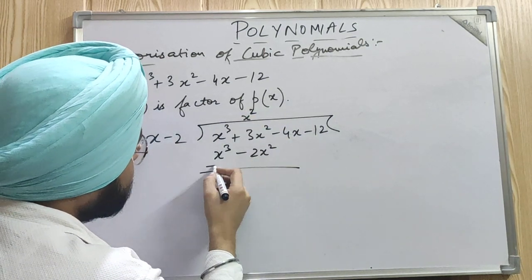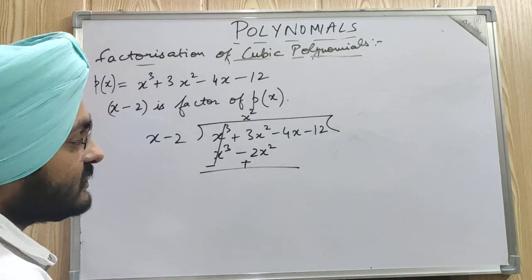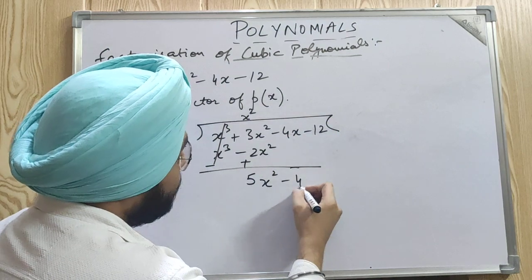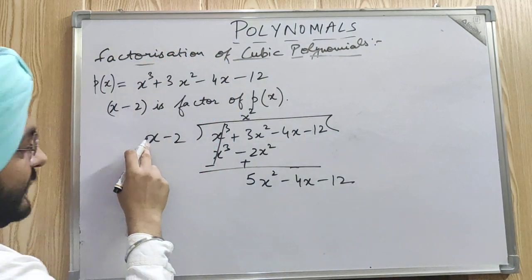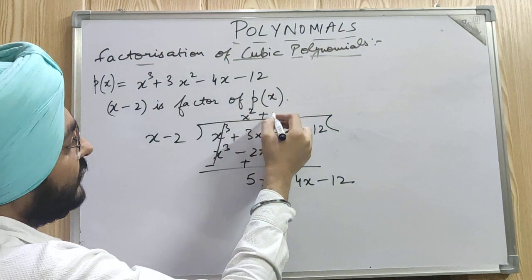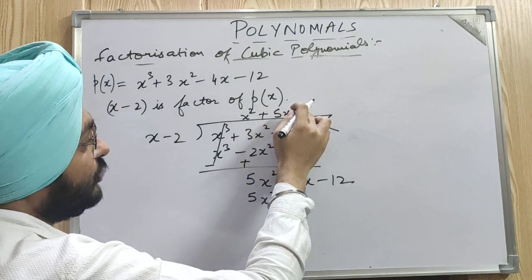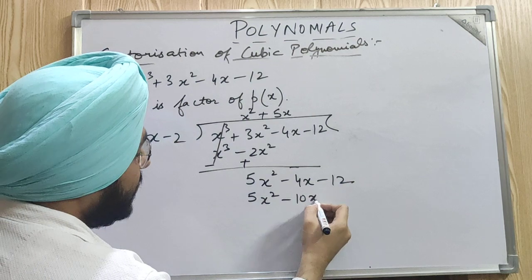Minus 2x square. So this negative and this positive, so this will cancel. Plus 3 plus 2 will become what? 5x square minus 4x minus 12. So x should be multiplied with what now? 5x. So this will be equal to what? 5x square minus 2 into plus 5x will become minus 10x.